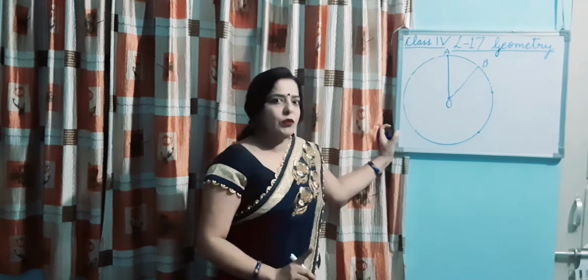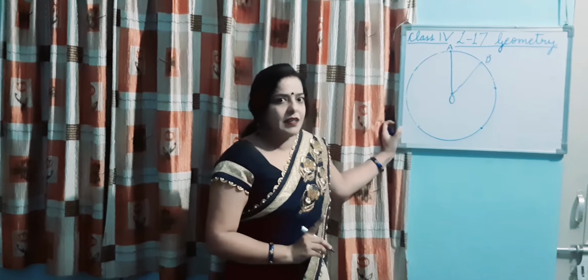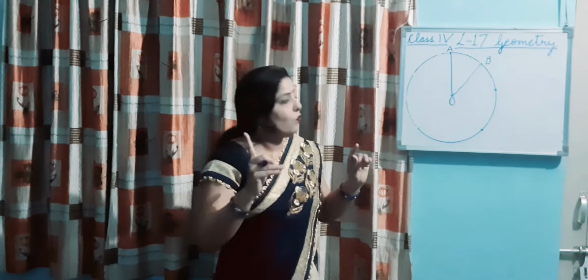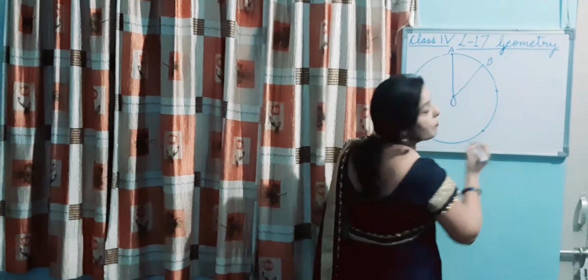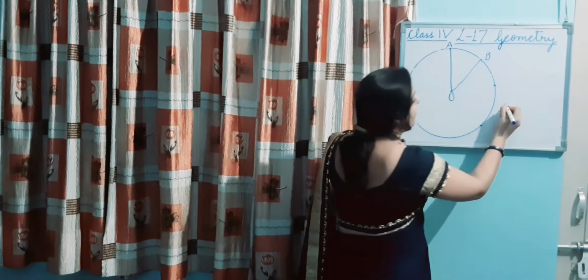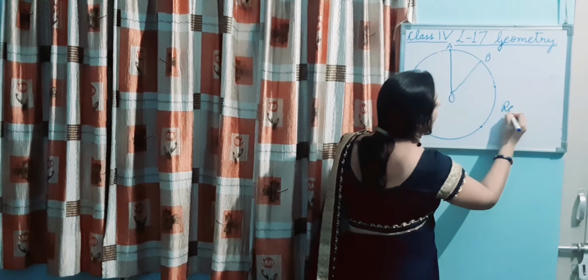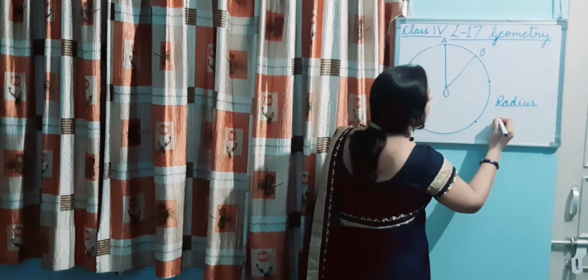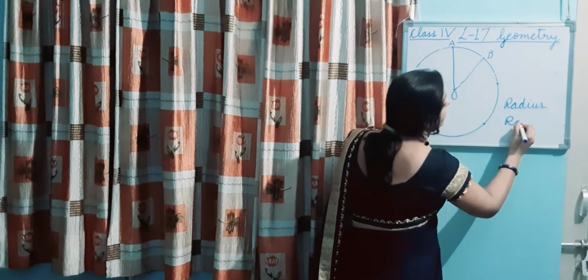And let me tell you, singular is radius, and when we draw many radius, then we don't say it radius. What we call, in that case, we call it radii. Remember, singular is radius, R-A-D-I-U-S. And what is plural? Plural is radii.